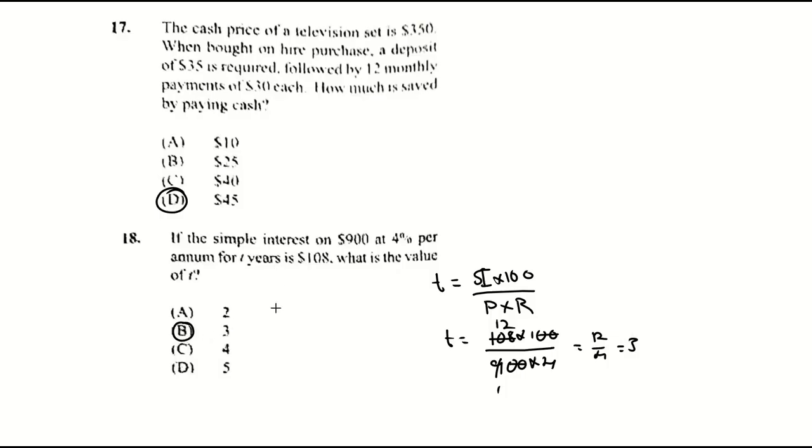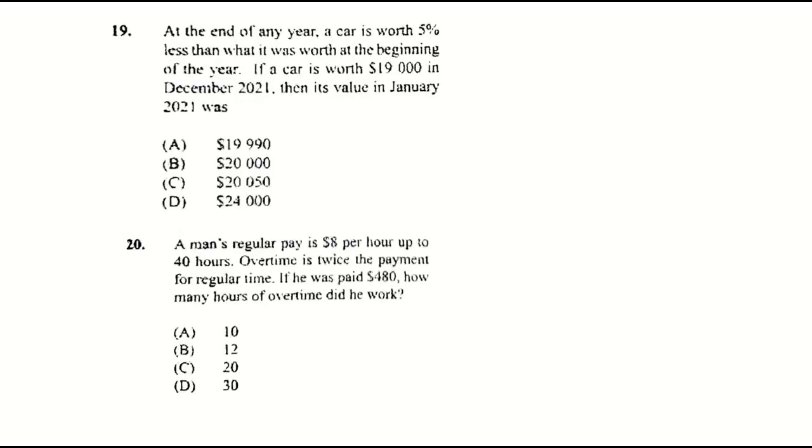Or you could have just said 3 multiplied by 900 multiplied by 4 all over 100. Sorry, 3. Cross out this. 9 4 threes are 12. 12 by 9 is 108, and that is how you could have done it, right? Using the formula. Because we have the answers, you have the option of doing that, right?